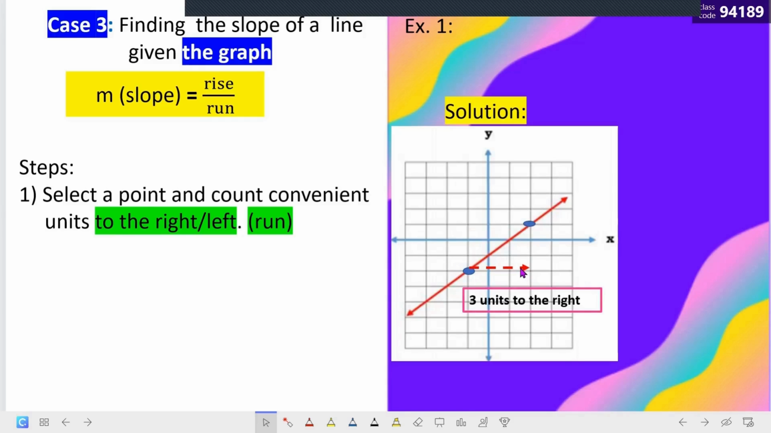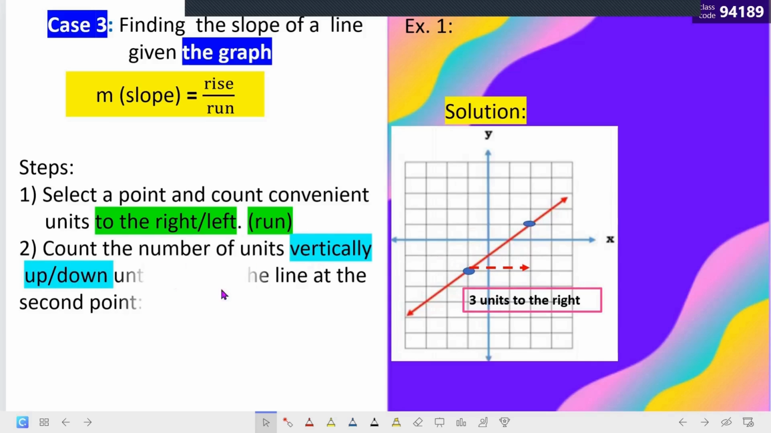And then to go to the second point, we will count the number of units vertically up or vertically down until it meets the line at the second point. And this will be our rise. So in this case, from this point, we will move vertically up because the second point is here. So if the point is down here, we will move vertically down. And how many units in our vertical position? We have 3 units going up.